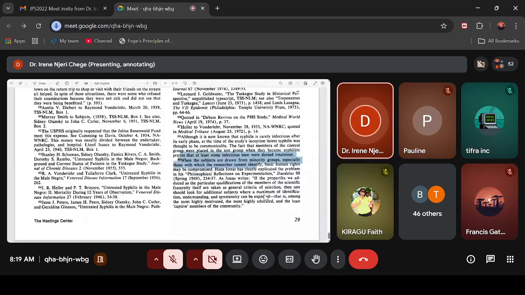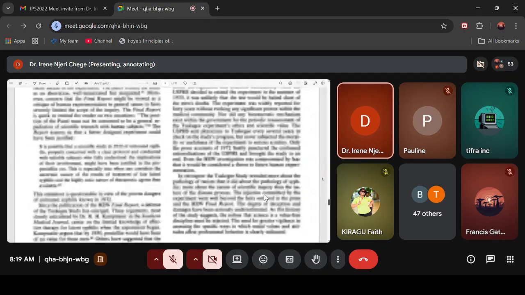So when subjects are drawn from minority groups, especially those with which the researcher cannot identify, basic human rights must be compromised. These men were all white, the doctors. They already had a view about Black people. So it says here, if you cannot relate to your patient, how can you even help them? So look at this in detail, okay?